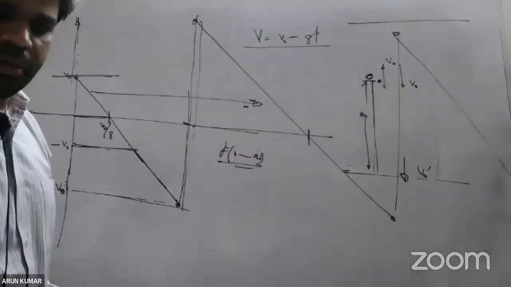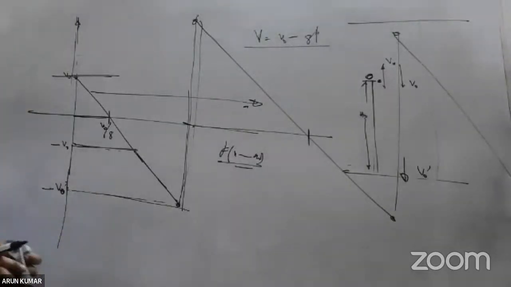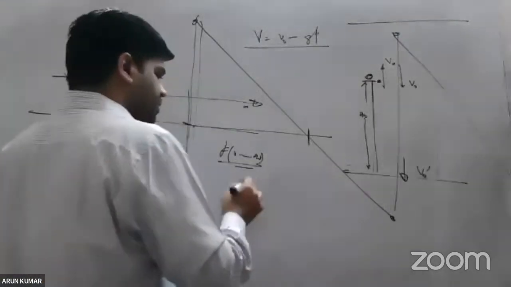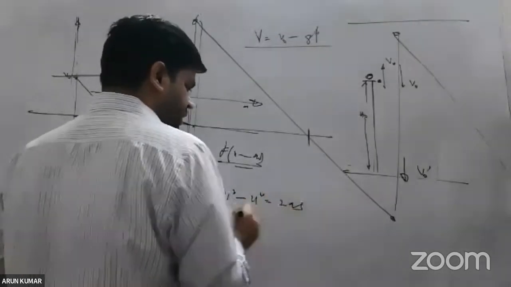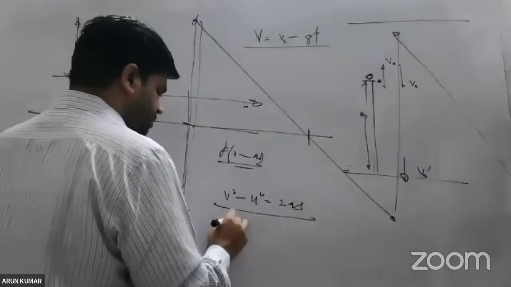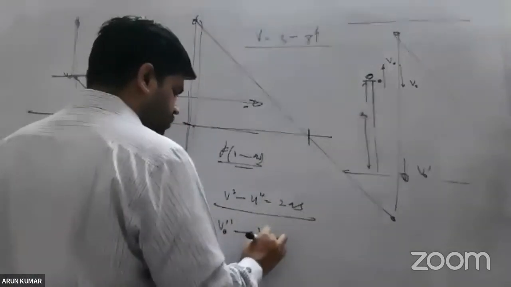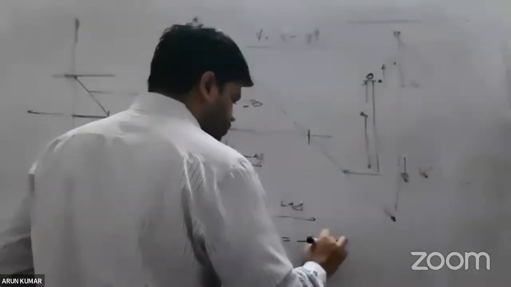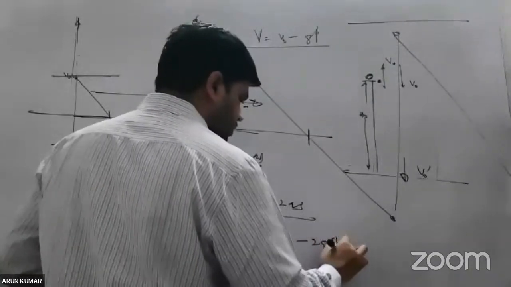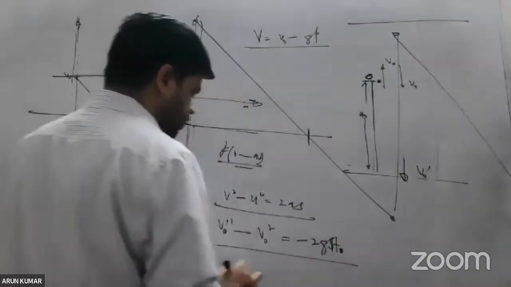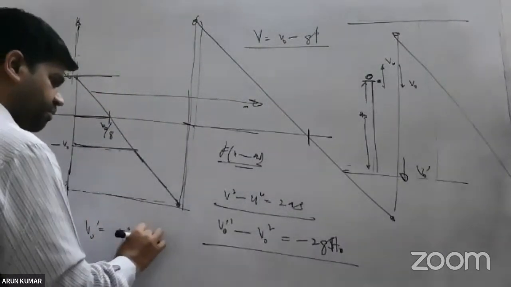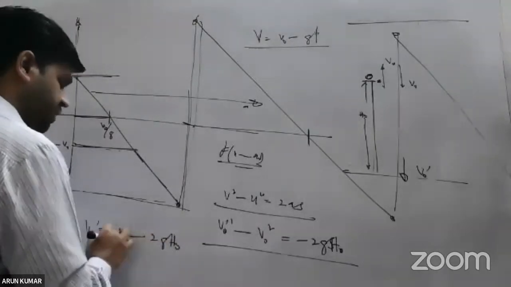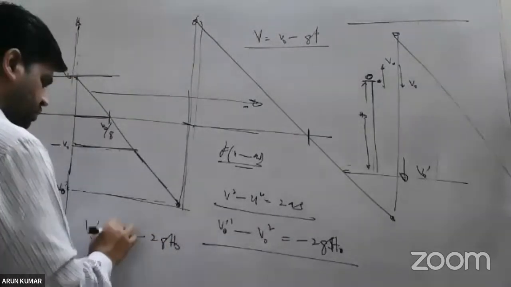All right, shall we do that? Or will you try it? How do you get V0 prime? V square minus U square is 2as. So V square is V0 prime square. U square is V0 square minus 2gs. What is S? H here. So V prime is equal to the square root of V0 square minus 2gh.